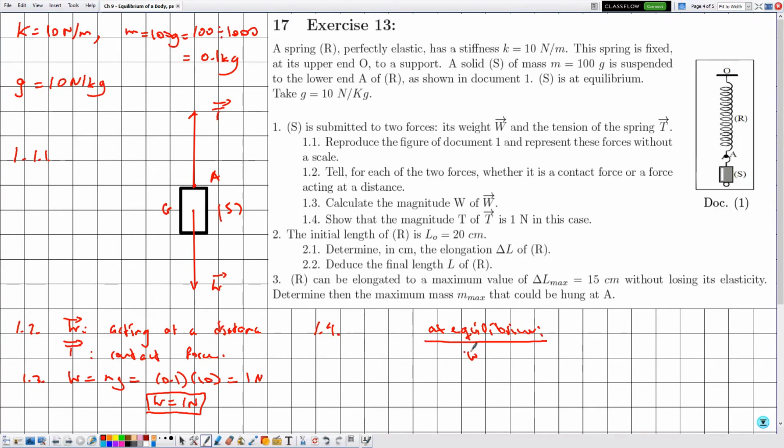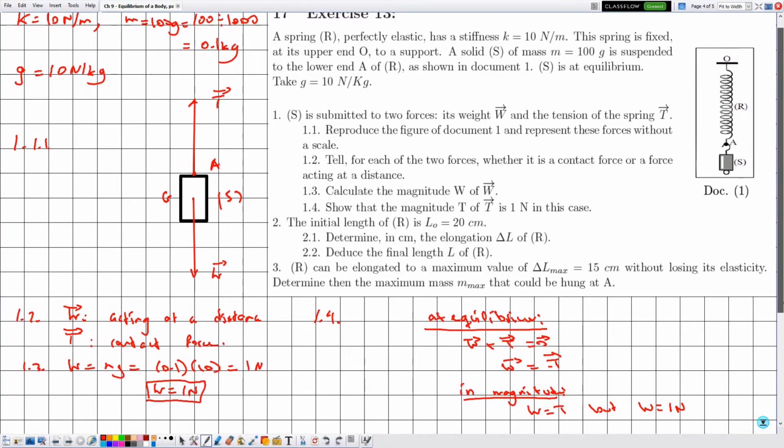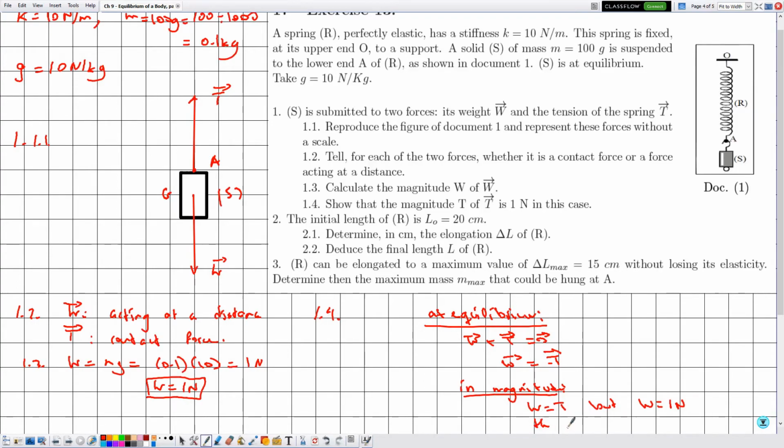We have that the weight plus the tension is equal to the zero vector. So the weight is equal to minus the tension. Since we are interested in magnitude, in magnitude the weight is equal to the tension, but the value of the weight is equal to 1 newton. Then in this case, the value of the tension is also equal to 1 newton. So T is equal to 1 newton.